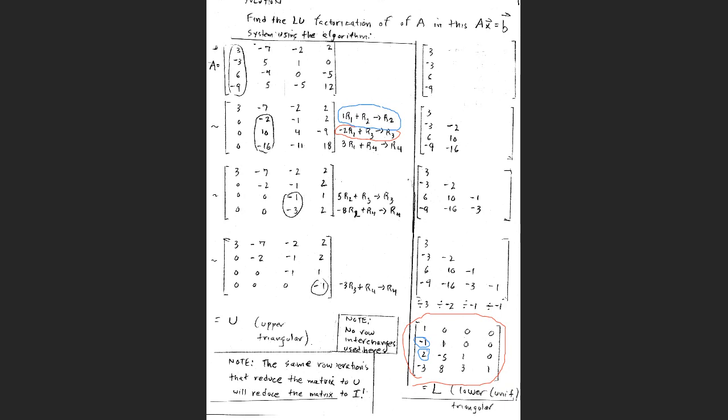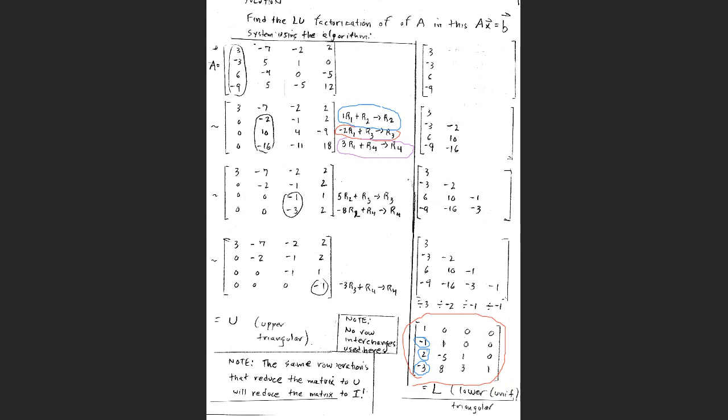Let's say now you take 3 times the first row, add it to the fourth row, and we replace the fourth row by that result. What would happen to the -3? What would it become? It would become a 0. And that's what would happen.